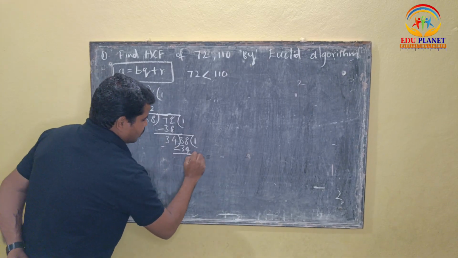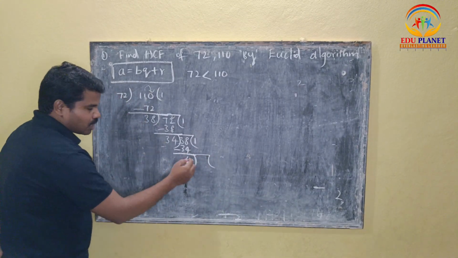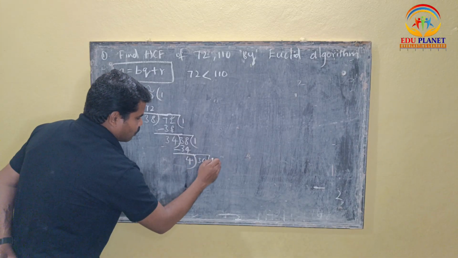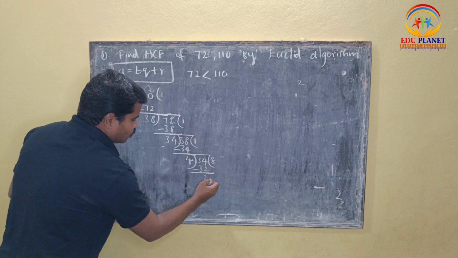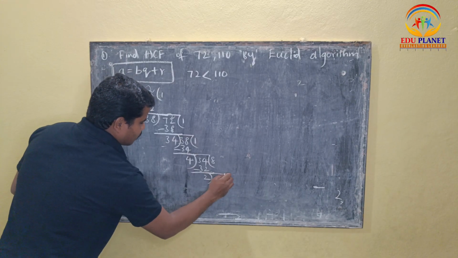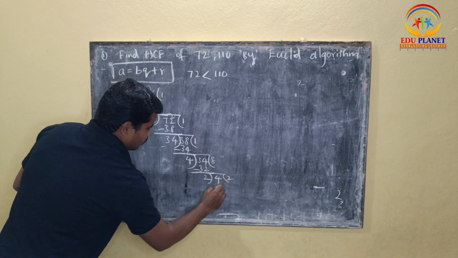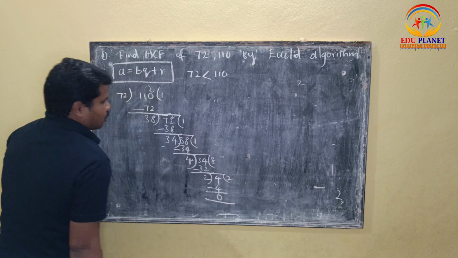Previous divisor will become the dividend. Again 34. 4 8s are 32. 34 minus 32 will be 2 and previous divisor 4 will become the dividend here. 2 2s are 4. That's all.